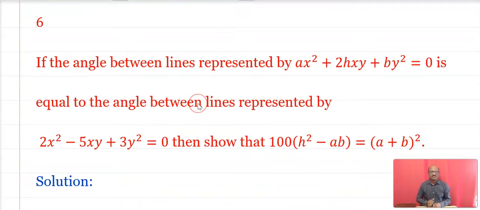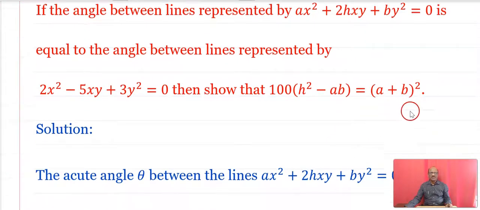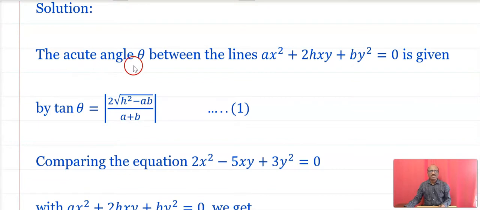Now next problem. If the angle between the lines represented by ax square plus 2hxy plus by square equals 0 is equal to the angle between the lines represented by 2x square minus 5xy plus 3y square equals 0, then prove that 100 into h square minus ab is equal to a plus b bracket square. The acute angle theta between the lines ax square plus 2hxy plus by square equals 0 is given by, what is that? Tan theta is equal to the modulus of 2 root of h square minus ab upon a plus b. This is equation number 1.